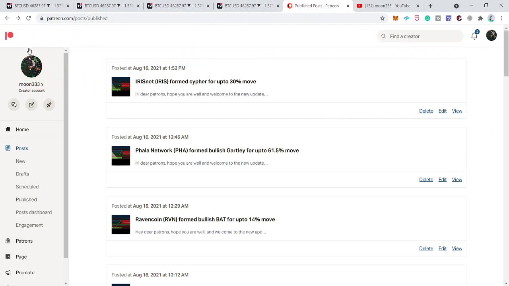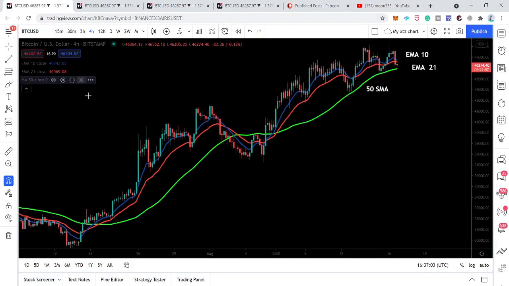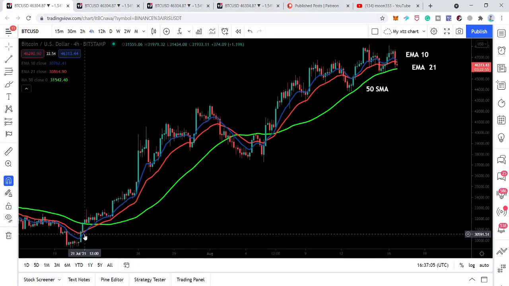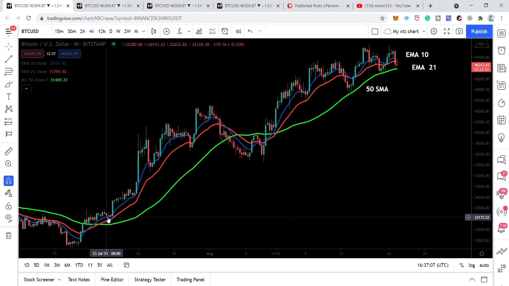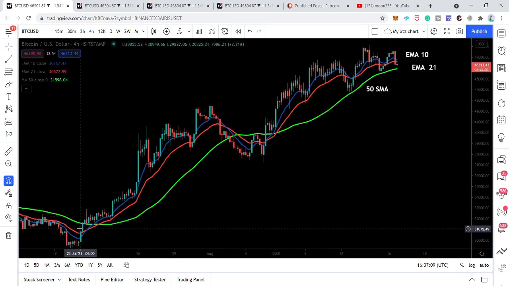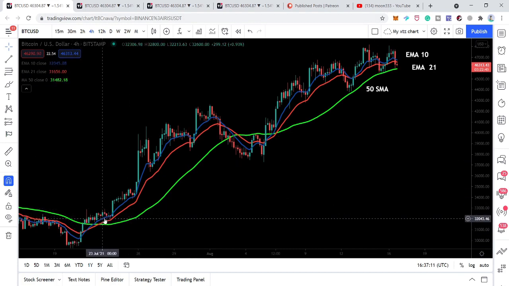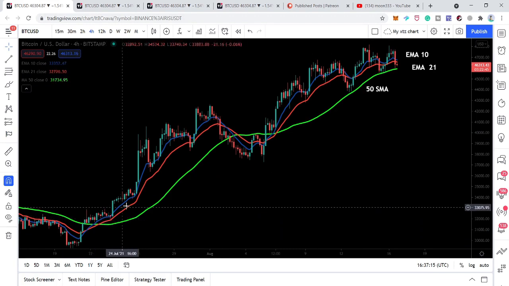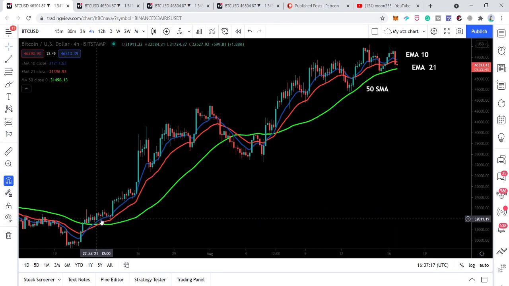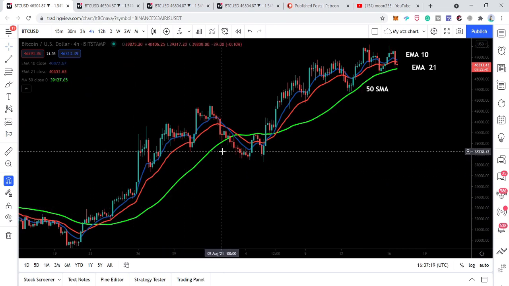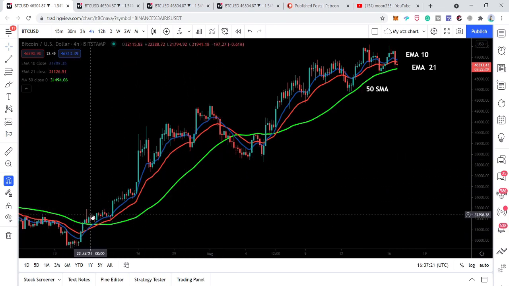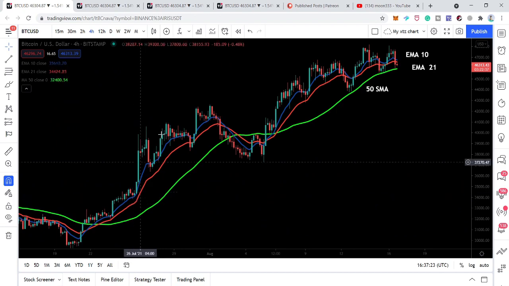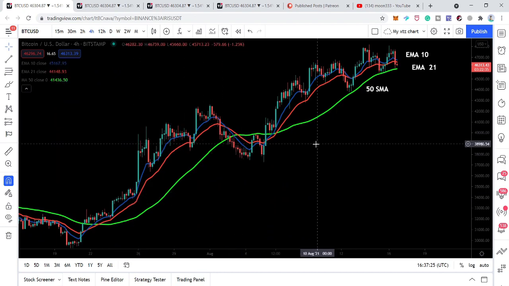Let's start from the 4-hourly time frame chart first. And here we can notice that the price line, since it has started this rally, is using the EMA 10 and 21. This blue one is EMA 10 and this red one is the exponential moving average 21, and this green one is the 50 simple moving average. And the price line is using these EMAs, sometimes the 50 simple moving average, as a support.